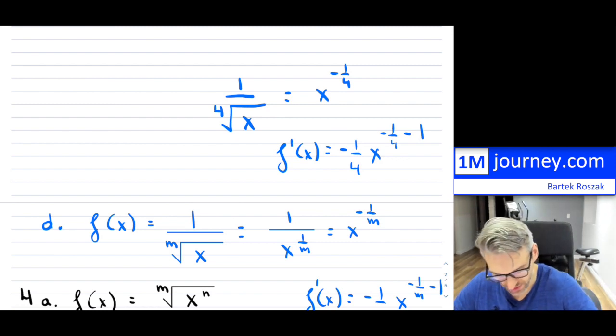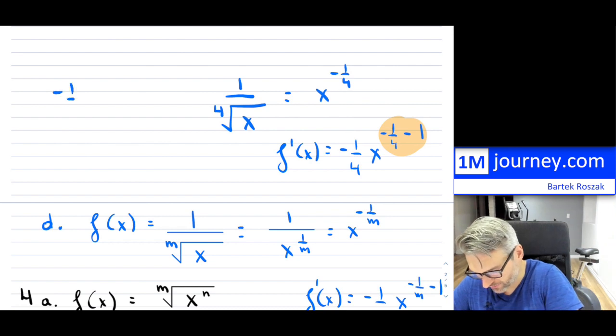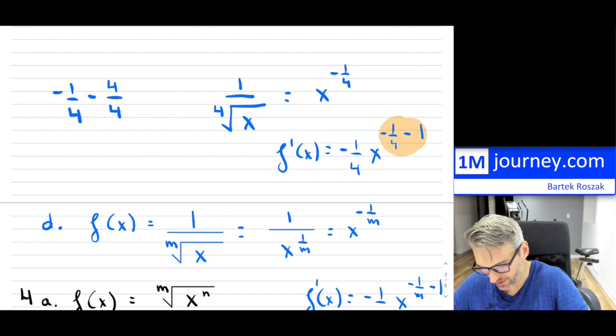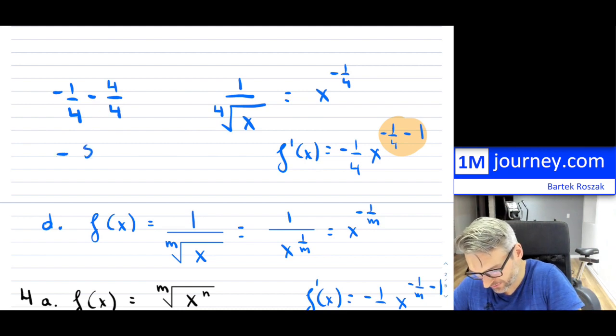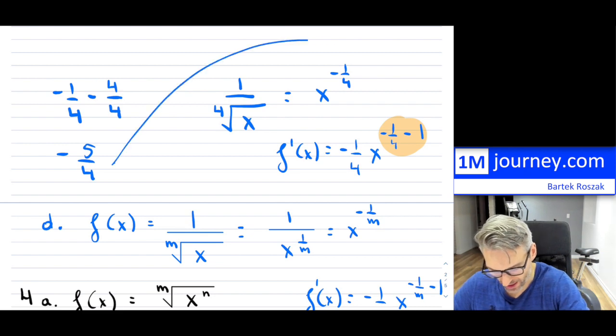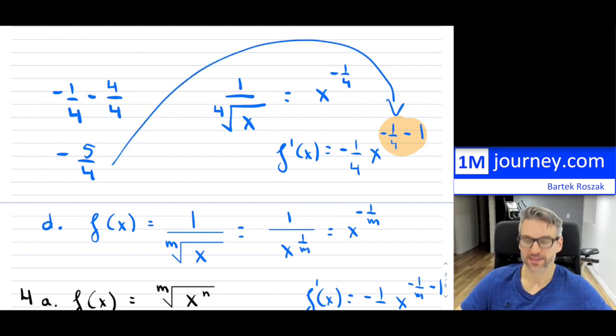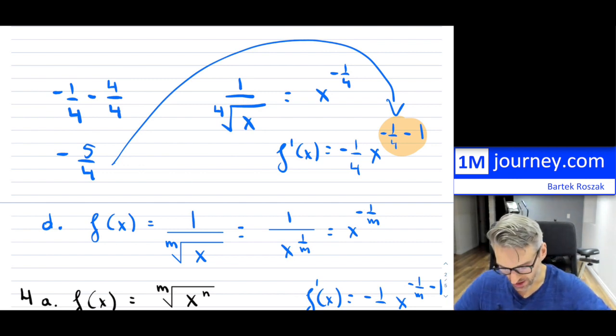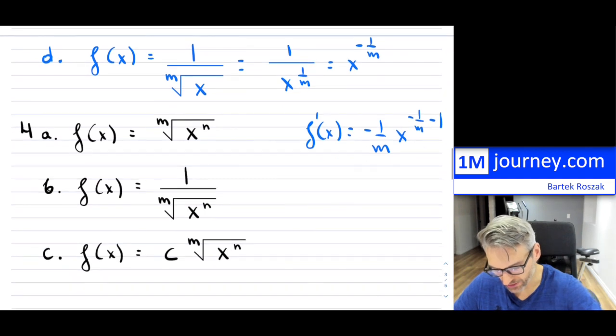Now, of course, you can still simplify this. So what is this equal to? Well, negative 1 over 4, finding a common denominator within here, so that's what that would be. This is negative 5 over 4. And that's what that exponent would be right there. All right? So that's the derivative. And now you have to be comfortable with going between radicals and then jumping into fractional exponents. So that's something which is useful. So those are the derivatives in here.